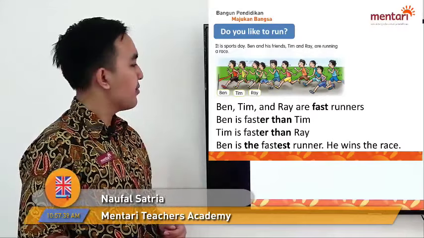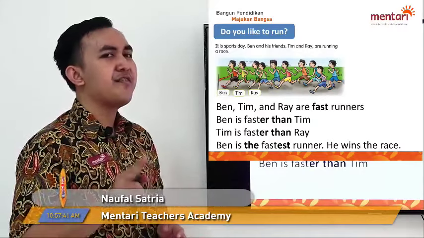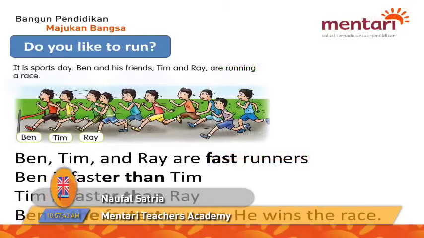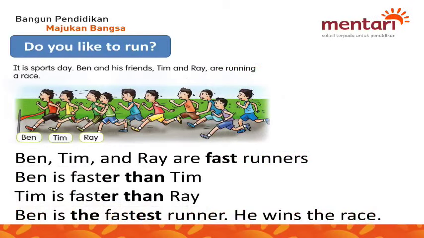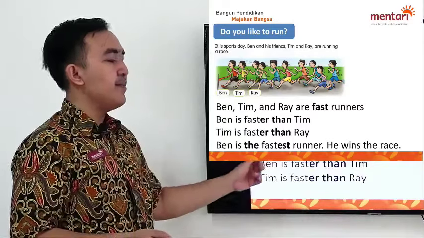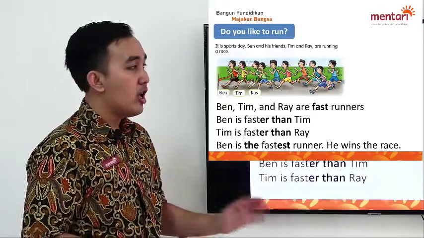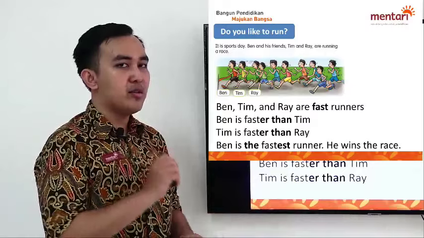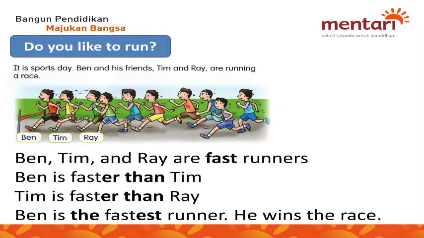However, Ben is faster than Tim. Ben is faster than Tim. If we take a look, Ben is in the first position, and then Tim is in the second one. And then we have Tim is faster than Ray. If we take a look again, one more time, Tim is in the middle between Ben and Ray. It makes him in the second position.